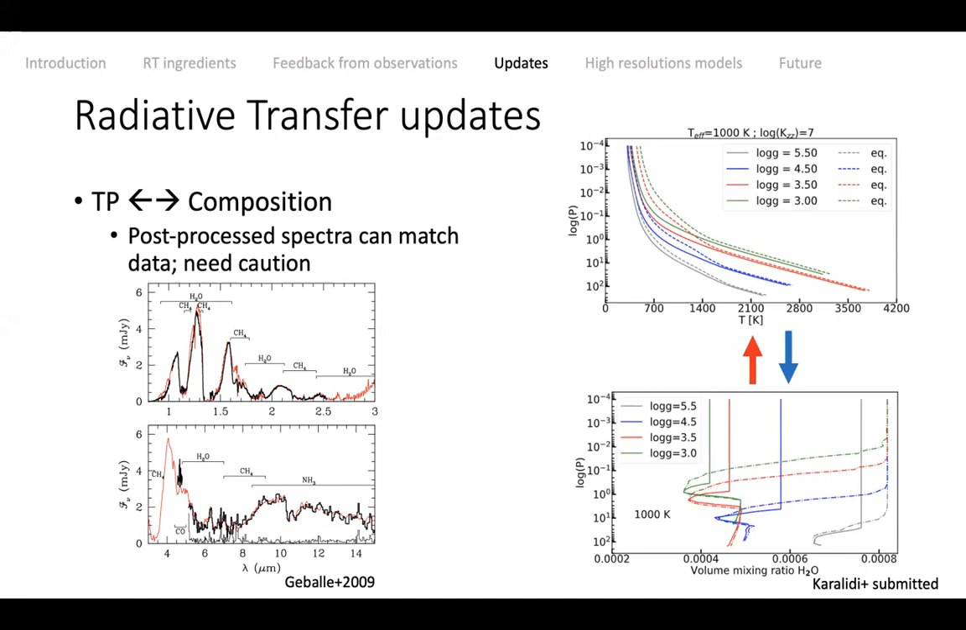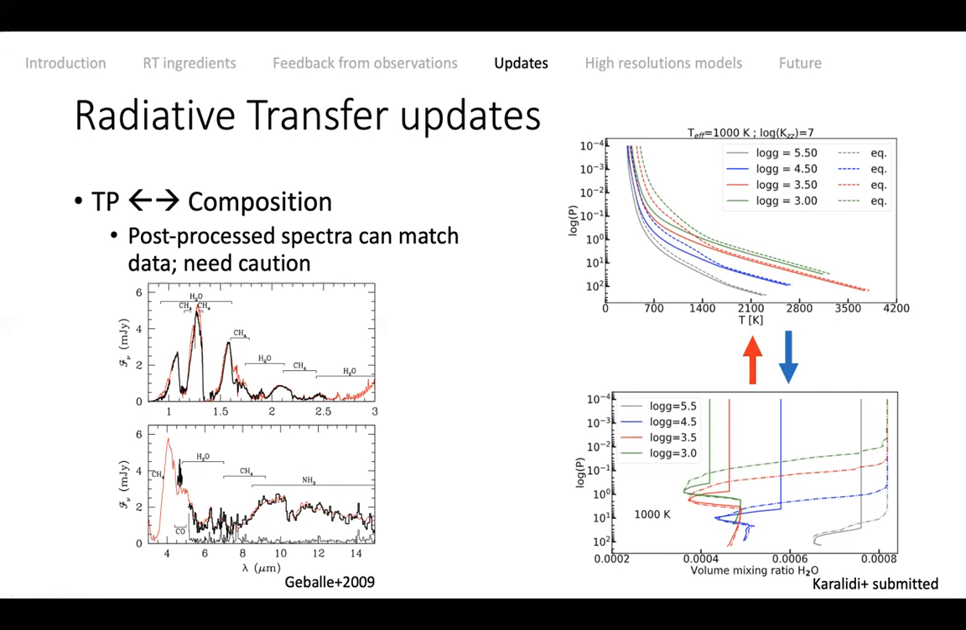And we were not able to fit it with equilibrium models, but with a post-process spectrum, we can actually do it. However, the fact that the post-process spectrum does fit these observations doesn't mean that we have accurately characterized this atmosphere. And that's something you need to always keep in mind.